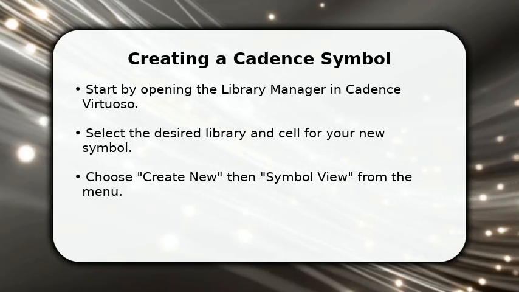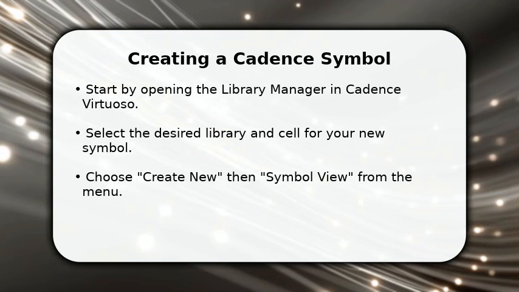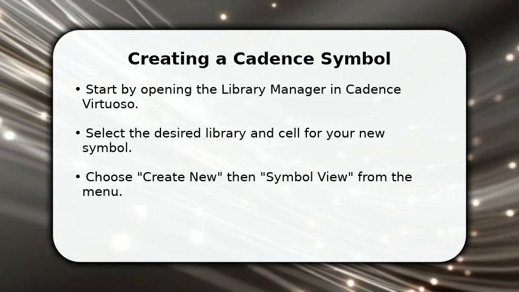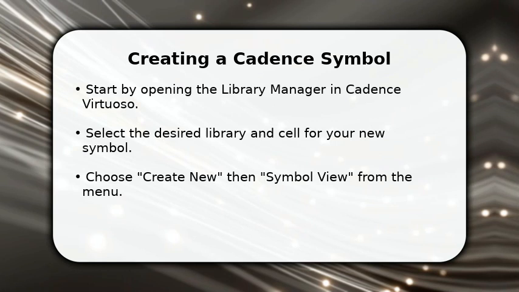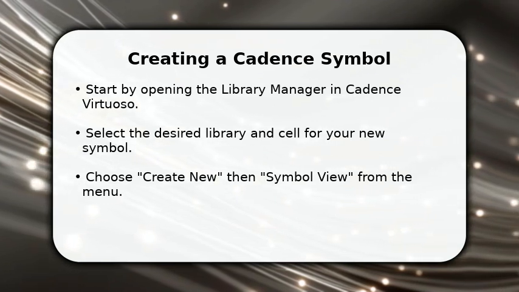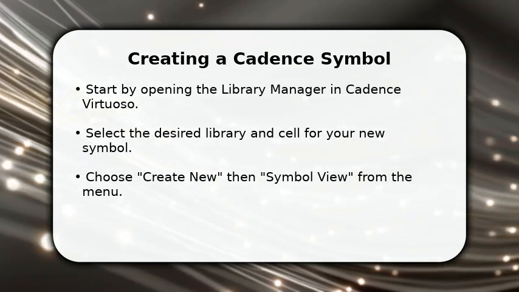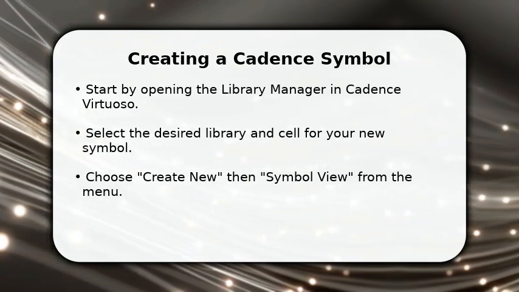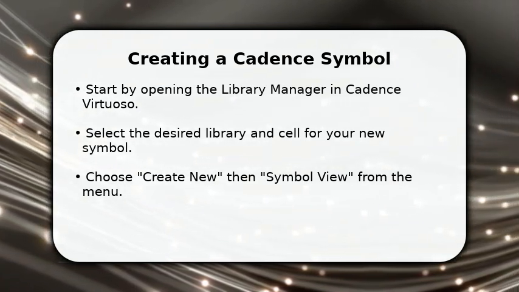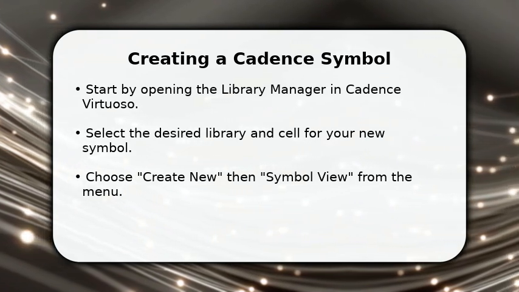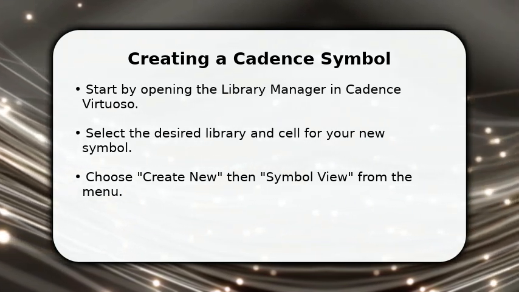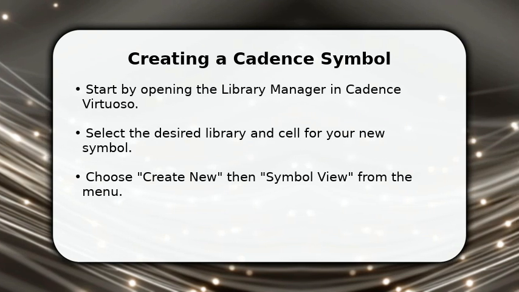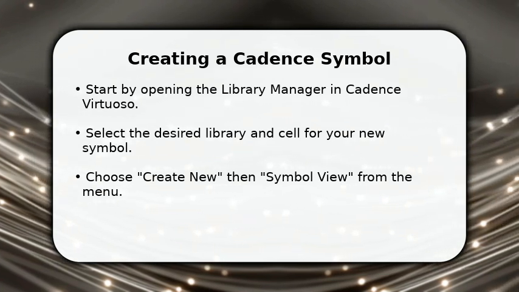In this video, I will explain how to make a symbol in Cadence. First, launch the Cadence Virtuoso environment and open the Library Manager. Navigate to your working library and select the specific cell for which you want to create a symbol. From the menu, choose File, then New, and select Cell View. In the dialog box, specify Symbol as the view type. This action will open the Symbol Editor window, ready for your design.